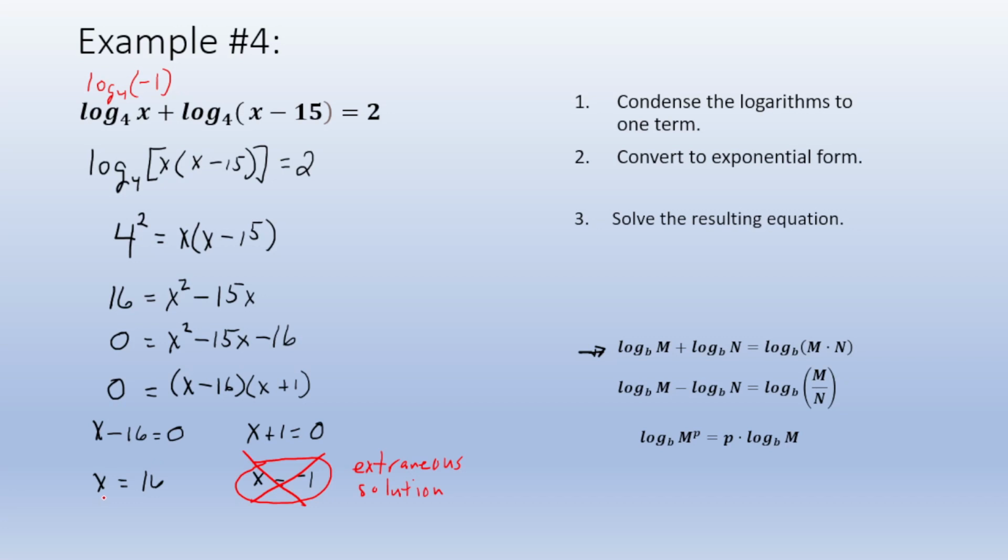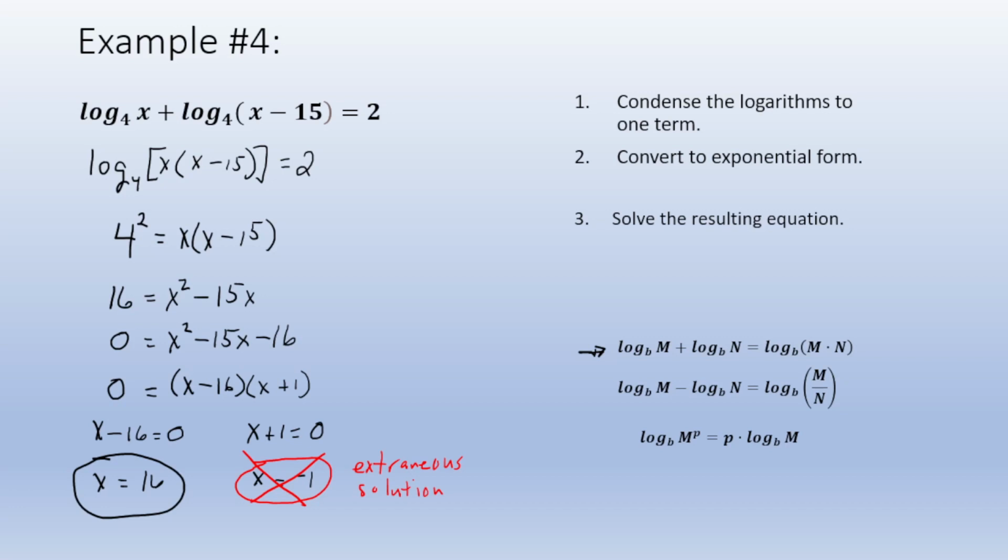If we inspect the solution of x equals 16, we will find that that would actually be just fine, because plugging that into the equation would not give us an error. It wouldn't give us a domain error. It doesn't give us an instance where we're taking the logarithm of a negative number. Therefore, for this equation, the only solution would be x equals 16.